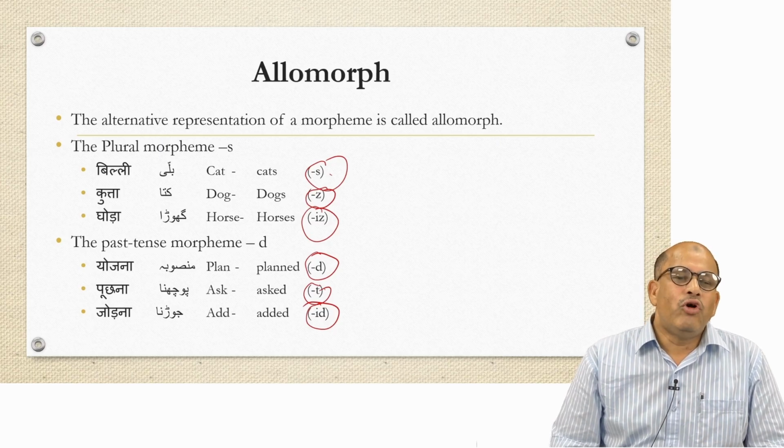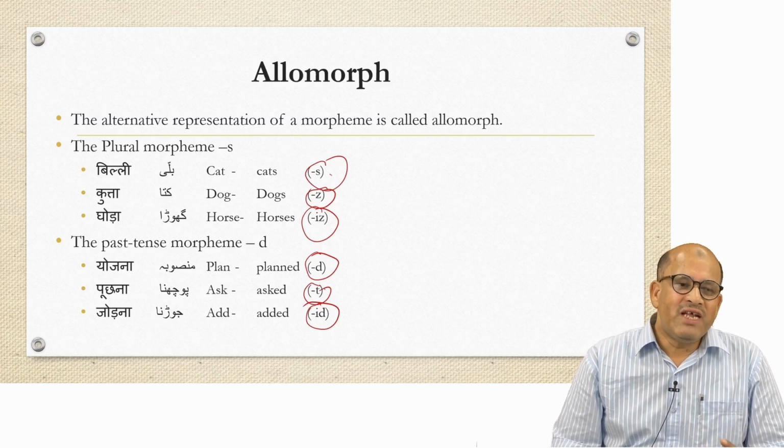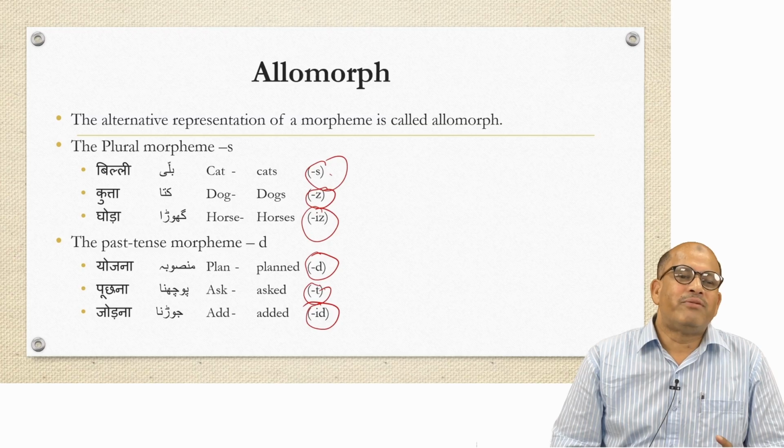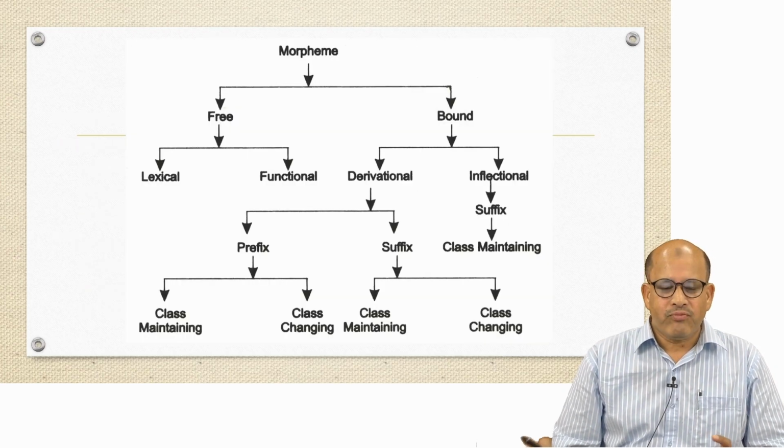I hope the learner by now knows morpheme and morph. A morph is a physical representation of the morpheme, whereas an allomorph is the realization of various alternative representations of the same morpheme without affecting its meaning.